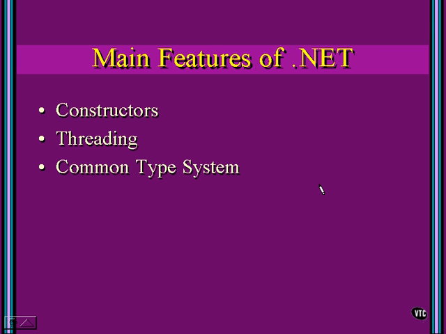The common type system, we have two main types, values and references. That's a whole other subject, but just know that a lot of the type problems that have been experienced with other languages are gone. I'll just refer you out to documentation to take a look at that. And so with that, I'll stop here with the main features of .NET. Inheritance, overloading, and overriding are the three main things that you're going to need to work into your code.